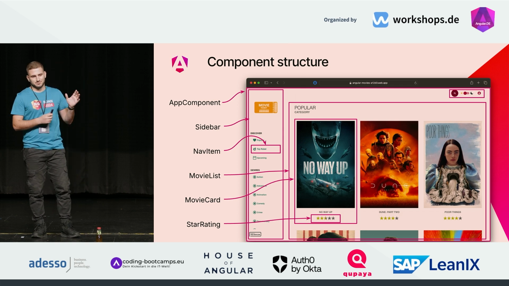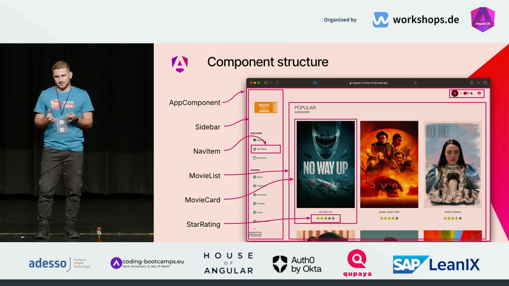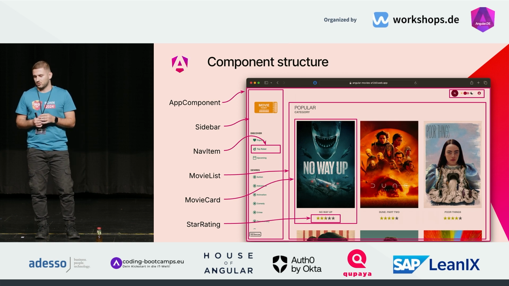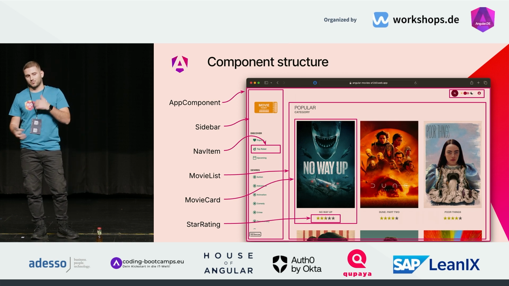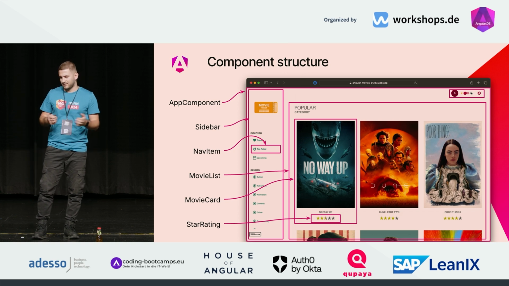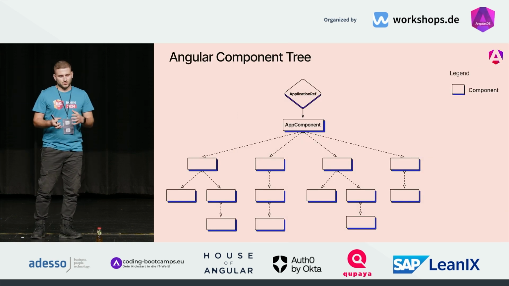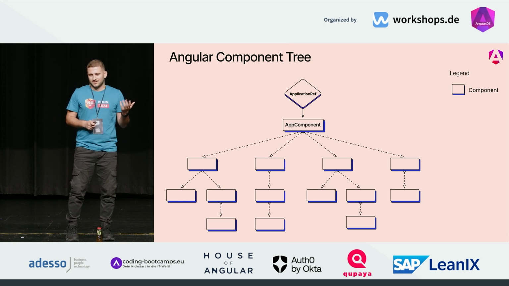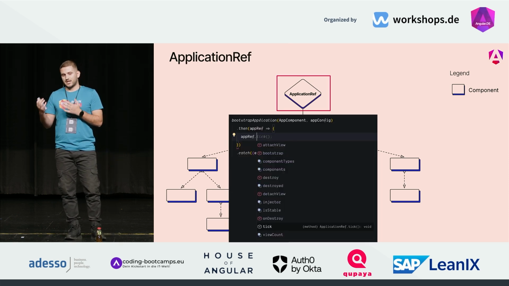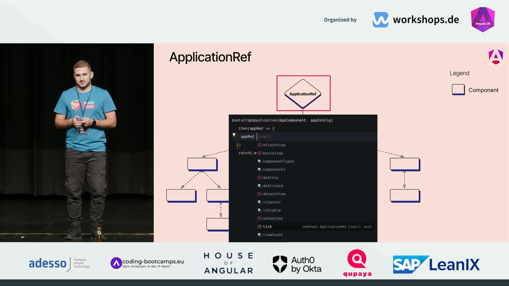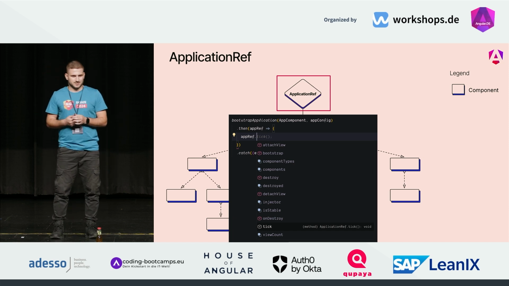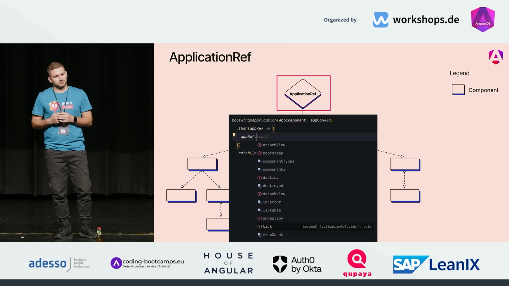Let's say we have this movies app. And of course, Angular is composed of components. So we have app component, sidebar, navigation item, movie list, widget bar, everything else. But if we convert that to a component tree, it will look something like this. And then we have the ApplicationRef, which is at the top. If you ever did bootstrapApplication.then, and you checked what that result is, you probably will have seen the ApplicationRef reference. And the ApplicationRef has some methods that we can use. But most of the time, maybe we don't.